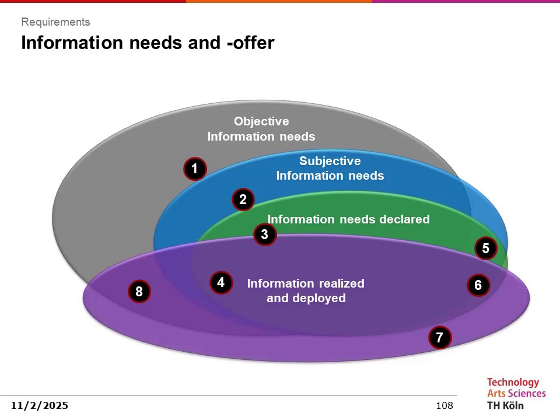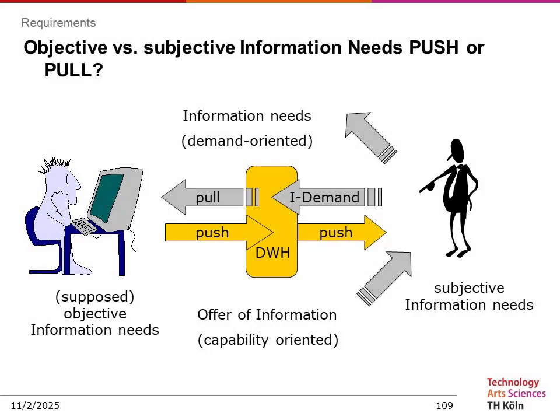Exactly. You've got the I demand. That's the pull. It's subjective, coming from the business users saying, I need this report, I need to see that metric. Then you have the DWH information offer. That's the push. It's capability oriented. It represents what the data warehouse can realistically, objectively provide based on the actual data available in the source systems.